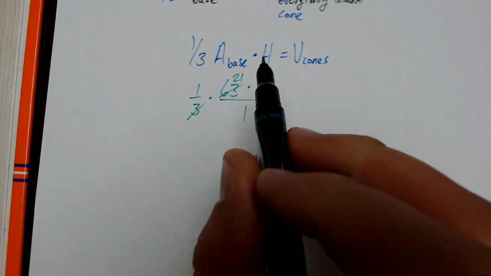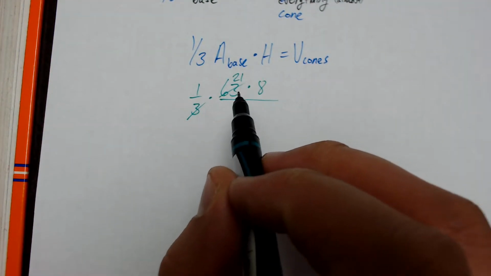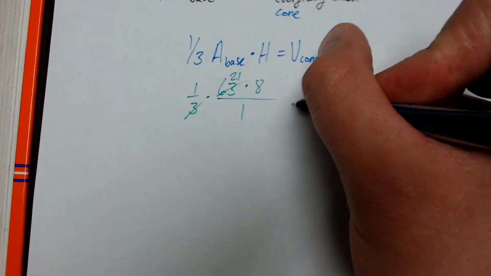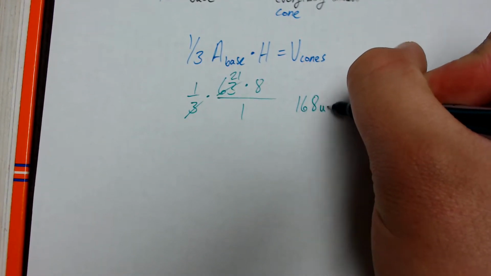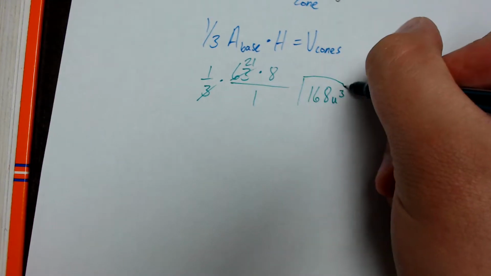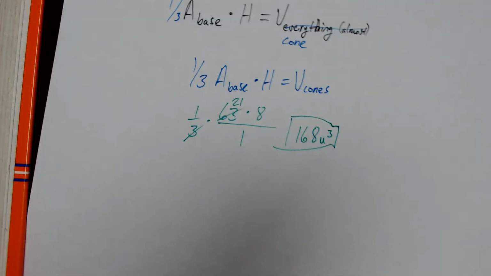So now all I have to do is multiply 21 times 8. 8 times 20 is 160, plus 8, 168. So the volume is 168 units cubed. So volume, not so bad.